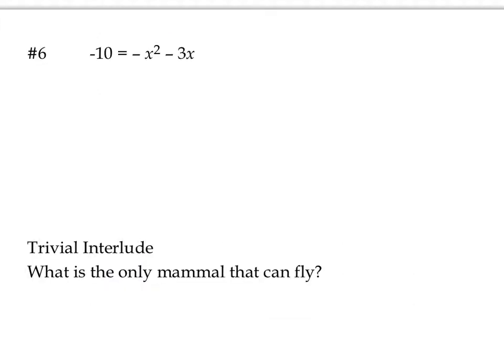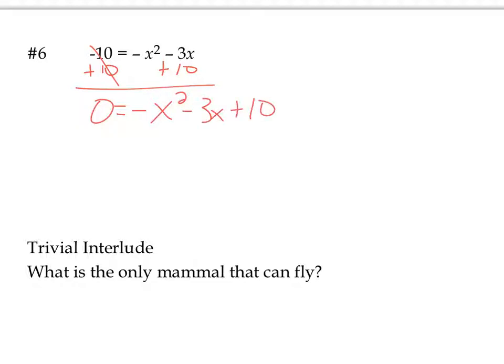Here we see another one that we want to solve. This can be a little trickier in that we need to set it equal to 0 first, so we've got to add 10 to both sides. We're going to get 0 equals negative x squared minus 3x plus 10. Don't add the 10 to the 3x or minus 3x or anything. They're not like terms. So this would be our quadratic.